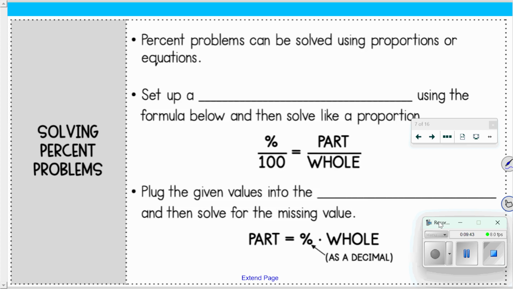Now, this is an interesting one because they actually gave you the answer in the definition. To set up a blank using the formula below and then solve it like a proportion. What do you think you're going to set up? Percent? No. What is this? An equation. Not an equation. Well, technically it is an equation.